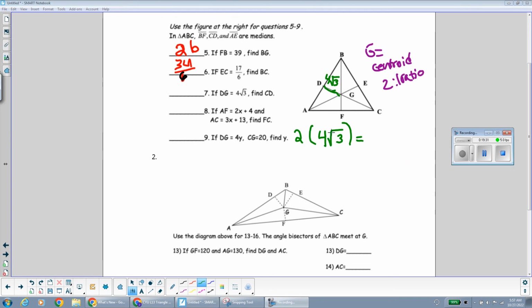That gives me 8 radical 3. Remember, multiply coefficients. So we have 8 radical 3 for the 2 part of the ratio, 4 radical 3 for the 1 part of the ratio. Adding them together, we get 12 radical 3. Add the coefficients. Let me reset for the next part.